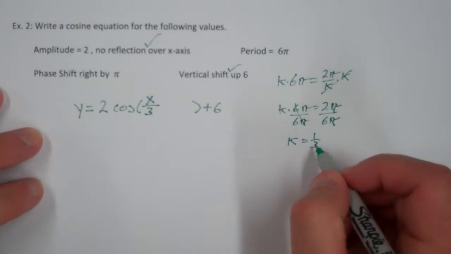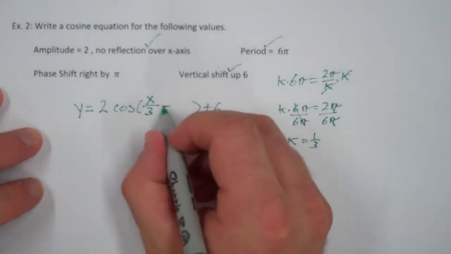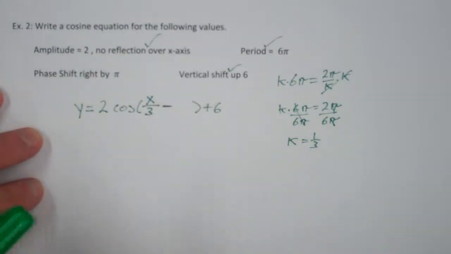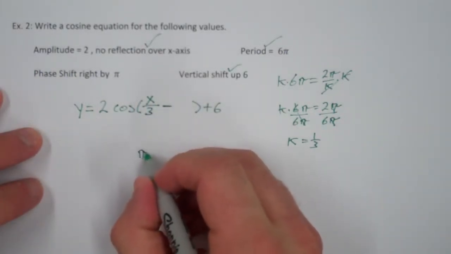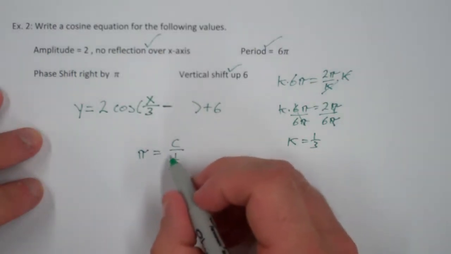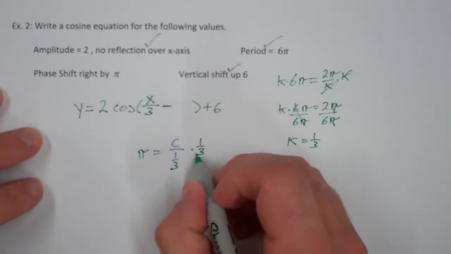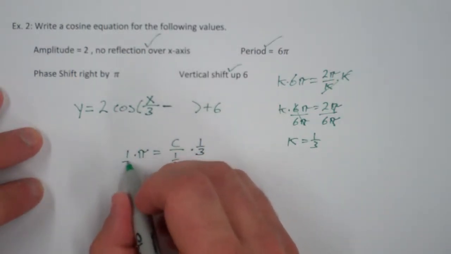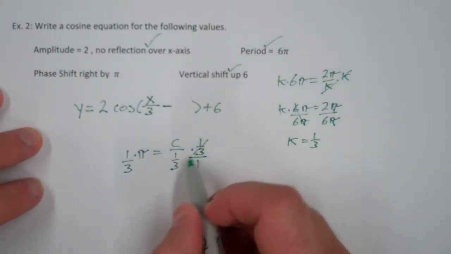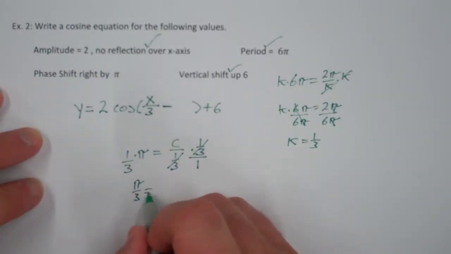Now that we know k is 1/3, we can go to the phase shift. So now we're going to use this. It's right, so we'll put a minus sign. Remember to go the other direction, so put the opposite sign there. And it's by pi, so that's c over k. There's a few ways to take care of this. I prefer to just multiply the right by 1/3 and the left by 1/3. You can think about it as 1/3 over 1, so these guys will cancel. And we'll be left with pi over 3 for c.